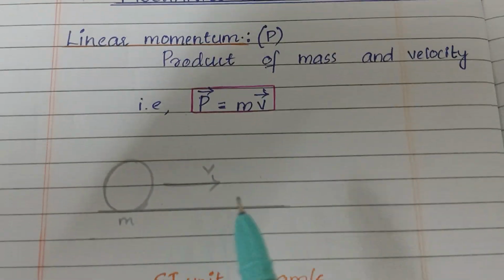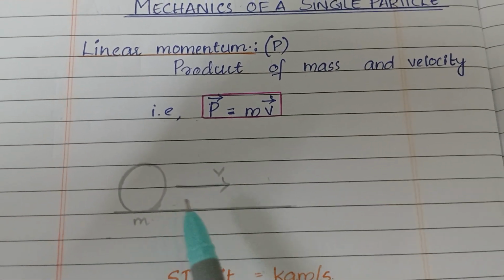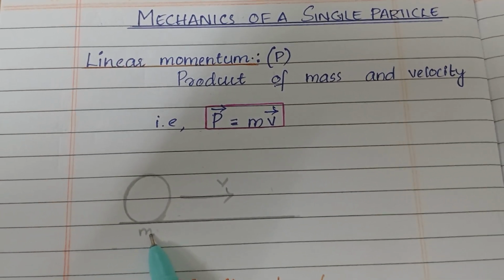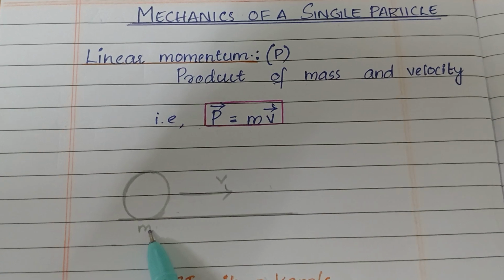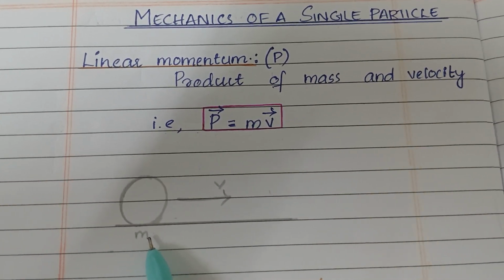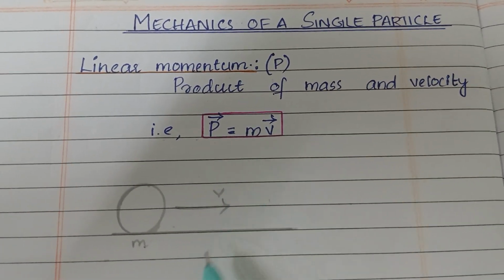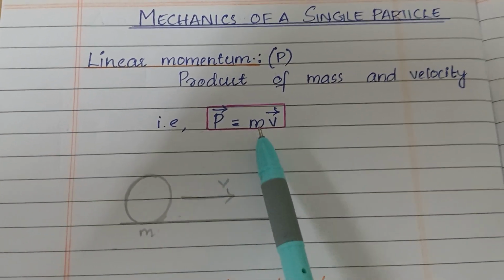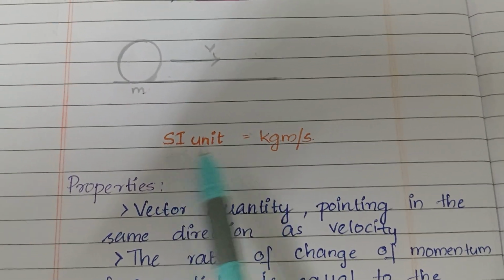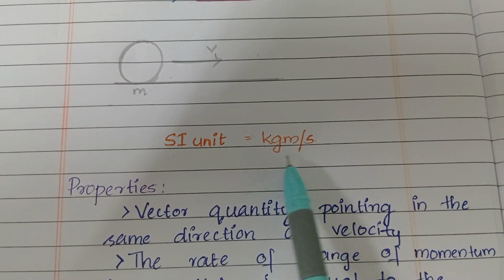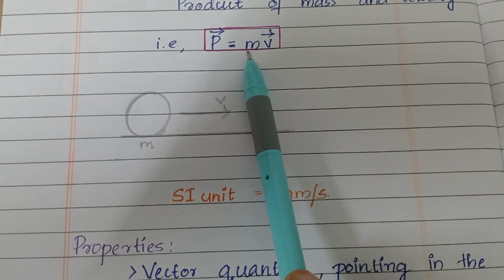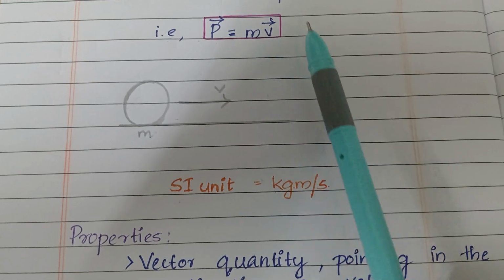Let us consider an object moving with a velocity v and having mass m. Linear momentum of that object will be the product of the mass and its velocity. So, its equation can be denoted by P equal to m into v. The SI unit of linear momentum is kilogram meter per second. SI unit of mass is kilogram and velocity is meter per second.